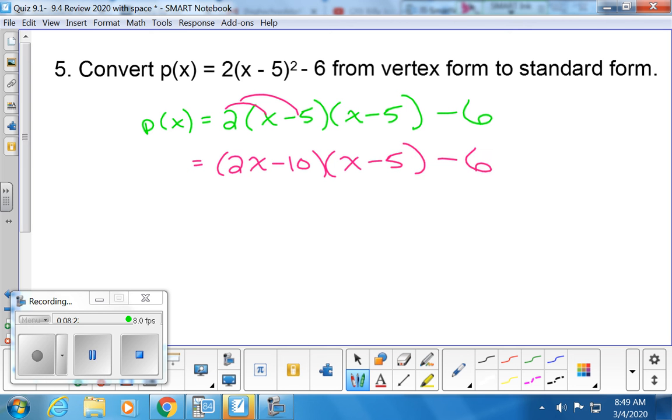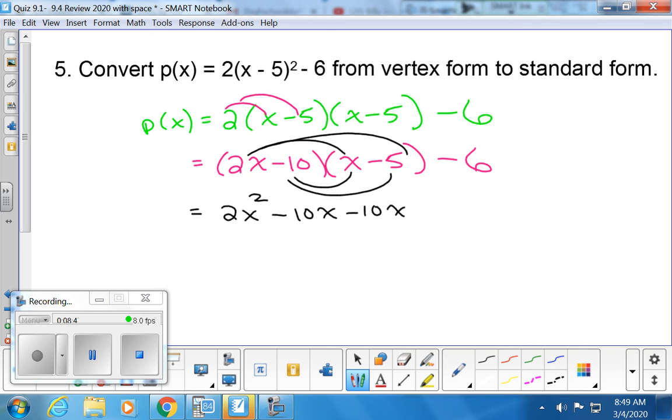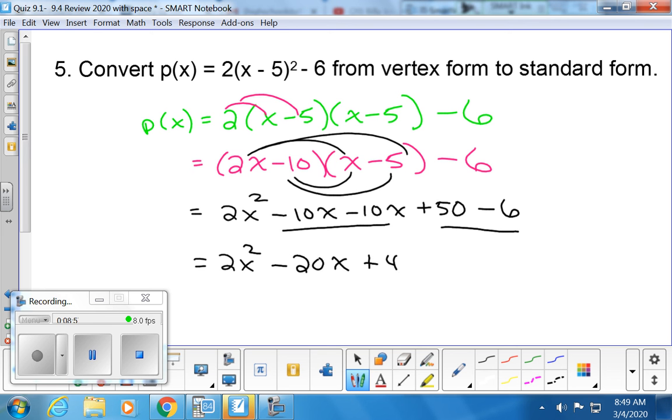Now what? We're not ready to combine like terms yet. At this point, you either foil or box. Do you guys like foil or box? Foil? Okay, if you like foil, you're going to do this matchup first: 2x squared. You're going to do this matchup next: negative 10x. You're going to do this matchup next: negative 10x. And you're going to end it with this matchup: positive 50. Now that we're all foiled, now we can combine our like terms: negative 20x and positive 44.